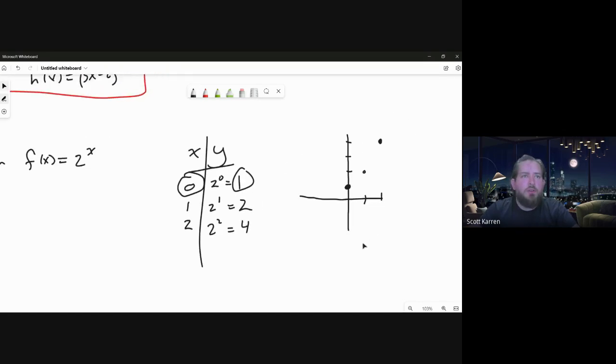So I may even want to go out more. I may even want to say, well, what happens when x is 3? If x is 3, then y is 2 to the third. But 2 to the third is 2 times 2 times 2. That is 8. So at 3, I'm all the way up here, at 8.